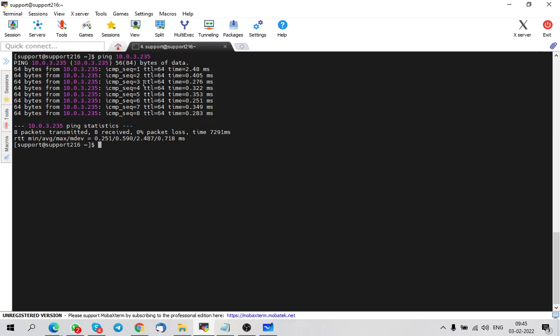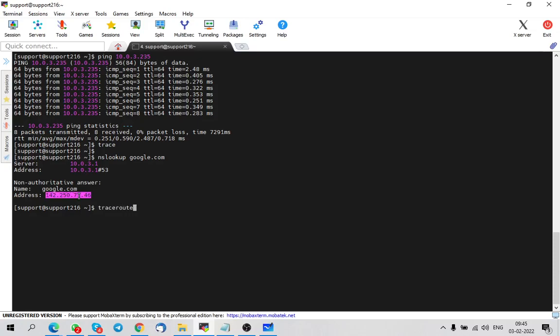But if it is across a network, this ping most of the time will be restricted in the routers. So in that case there is a command, traceroute. So here we have to see google.com. We will be getting this IP address. We can see the traceroute, and we can see how far it is going.